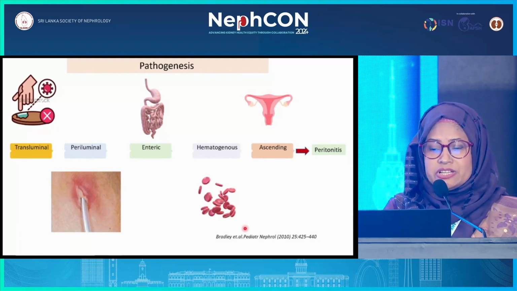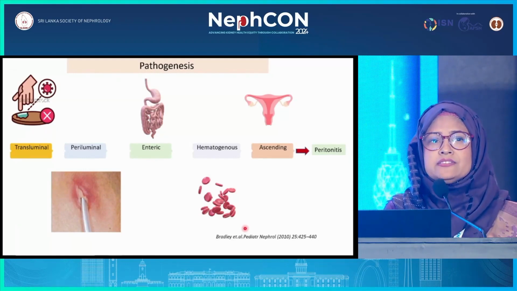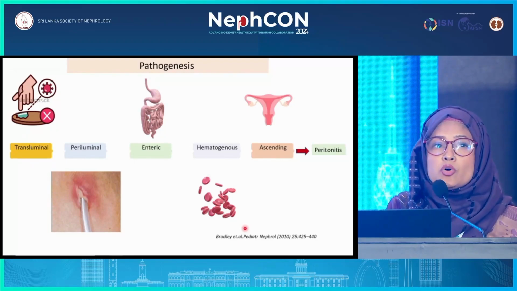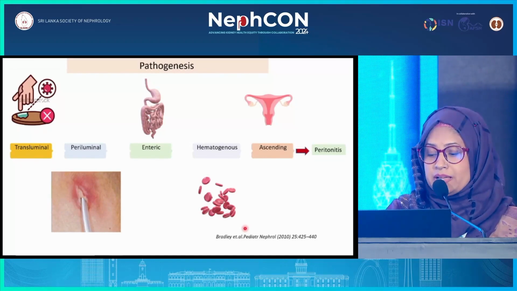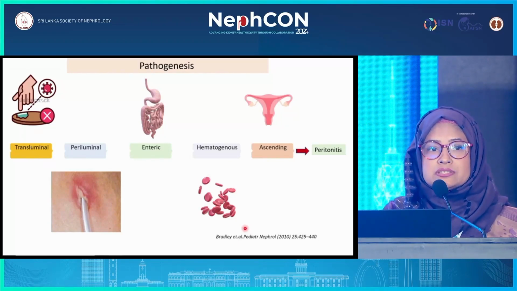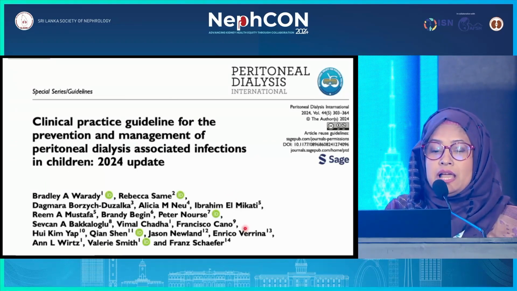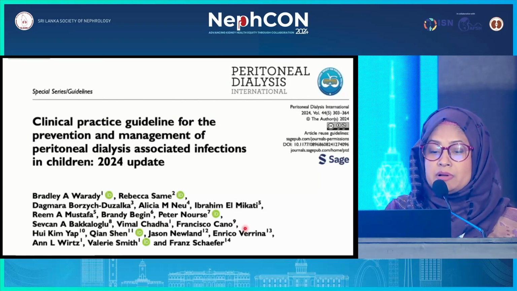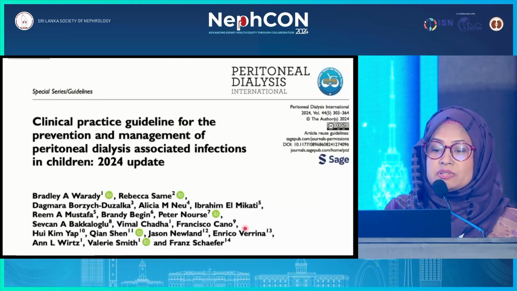After entering the peritoneum, bacteria find a favorable environment with least host defense and actively multiply. The cell wall of gram-positive bacteria and the toxin from gram-negative bacteria induce the inflammatory response, thus peritonitis ensues. And recently, this clinical practice guideline on peritoneal dialysis was published by Prof. Bradley and his group, and Prof. Yap Kim is also here from this group.